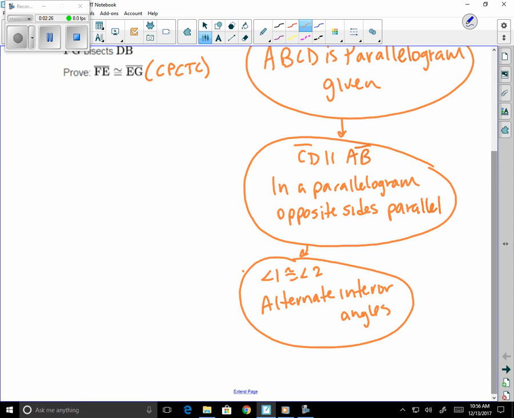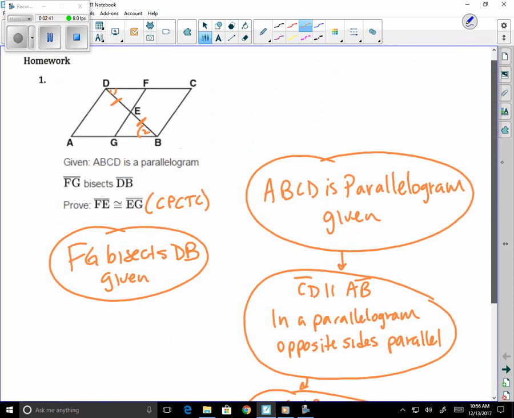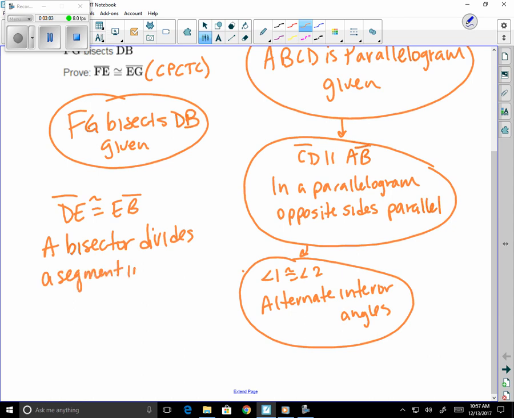Now the next thing that was given is that FG bisects DB. Well, by bisecting, we labeled that in our picture already. That tells us that DE and EB are congruent. So I could say DE is congruent to EB. And the reason why is because of that word bisects. So we could say a bisector divides a segment into two congruent segments.